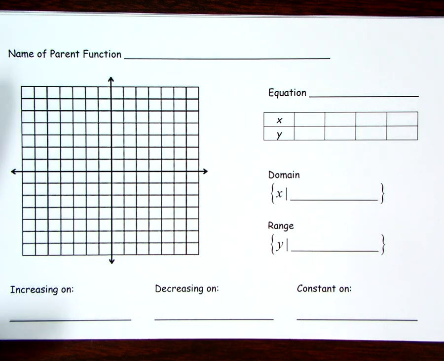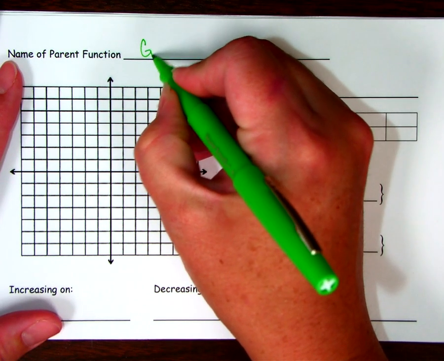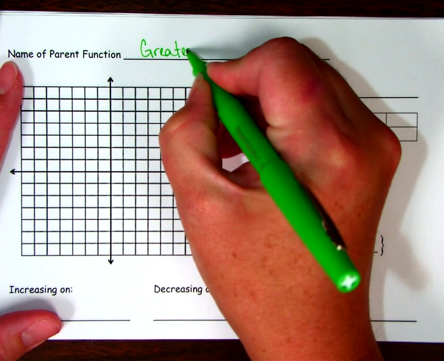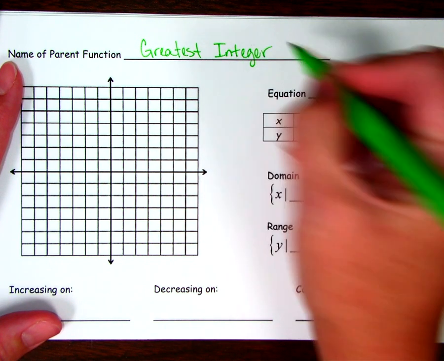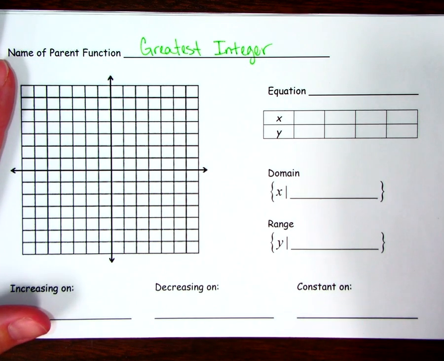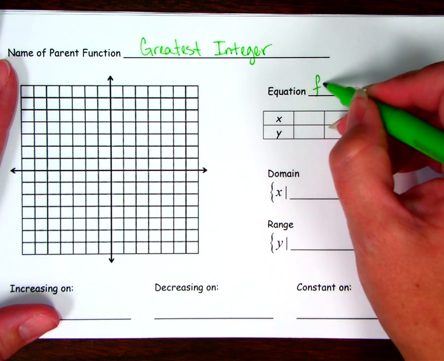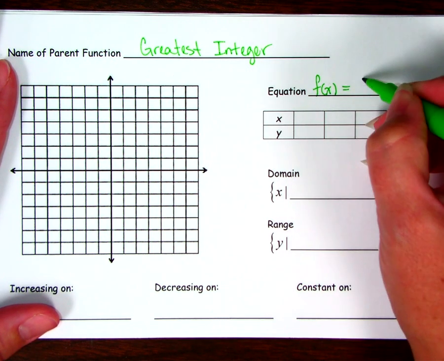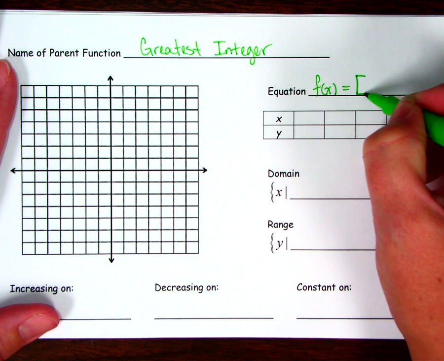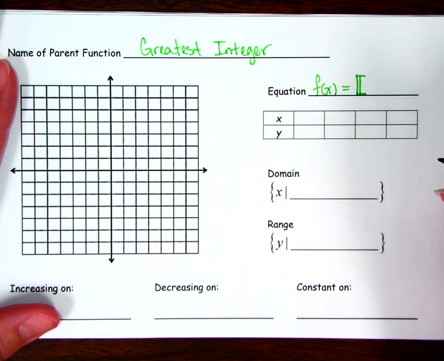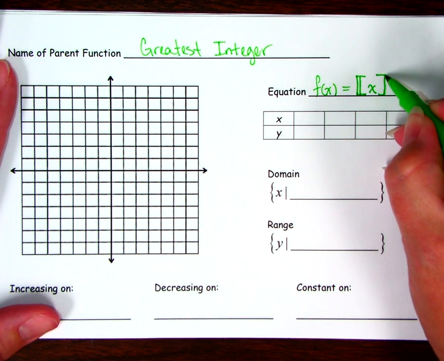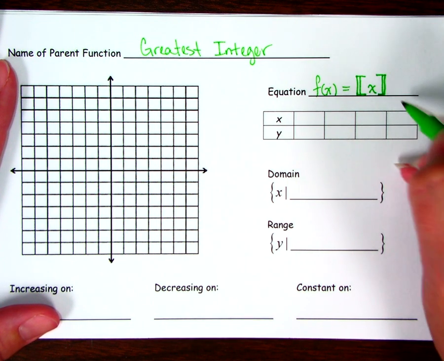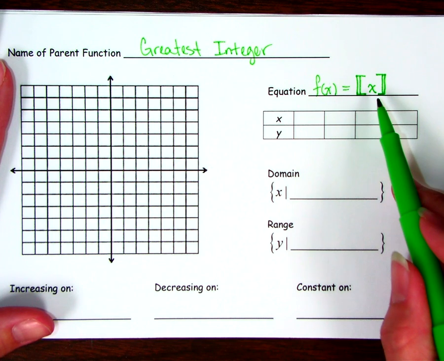This function is called the greatest integer function. The equation for this one is f of x is equal to, and then this symbol is a little bit weird. It's like a bracket with an extra bar on it, and then a closed bracket with an extra bar on it. And this is read the greatest integer of x.